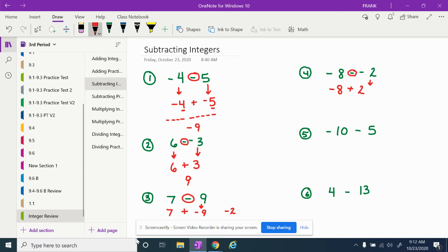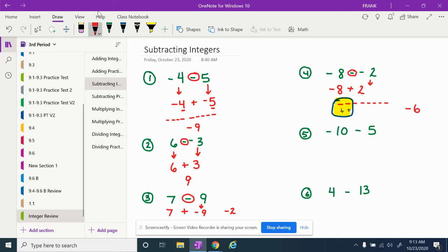Let's go back to a visual clue. I've got 8 negatives. 1, 2, 3, 4, 5, 6, 7, 8. I have 2 positives. So I only have 2 positives to cancel out 2 negatives. You can see that you have a lot more negatives left over. So now you just have to figure out how many negatives do you have left over. 1, 2, 3, 4, 5, 6. So my answer is -6.